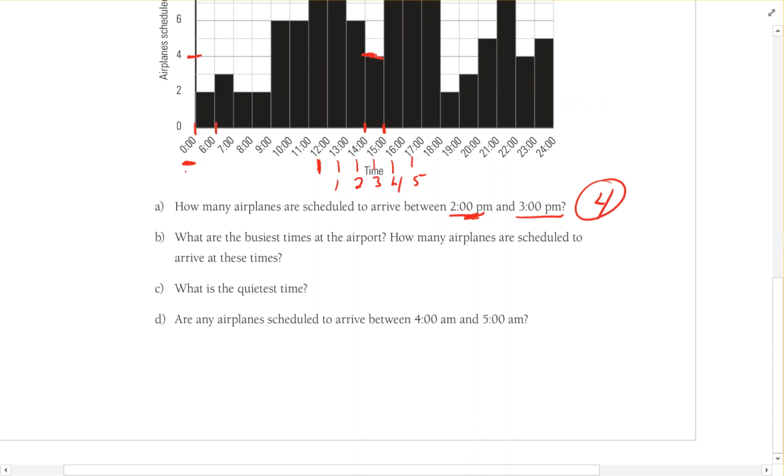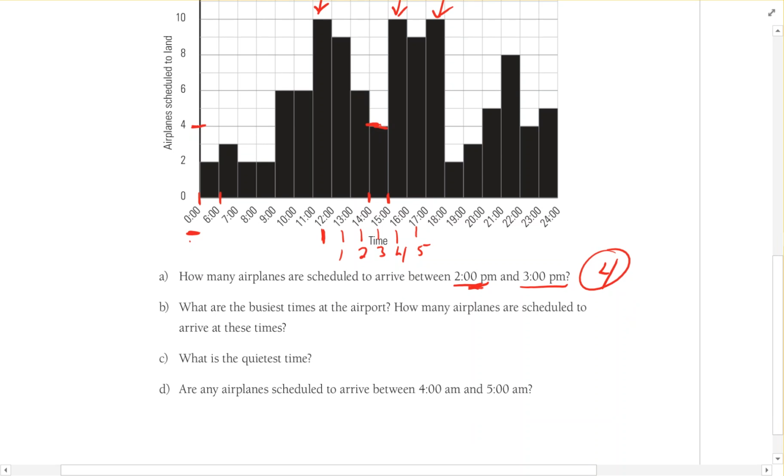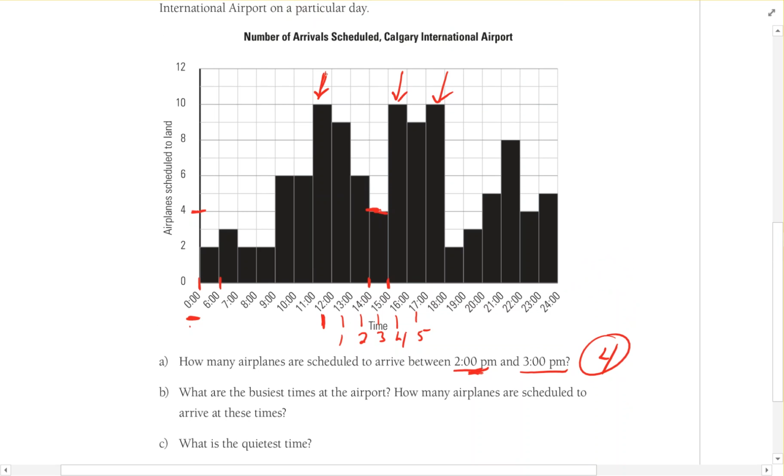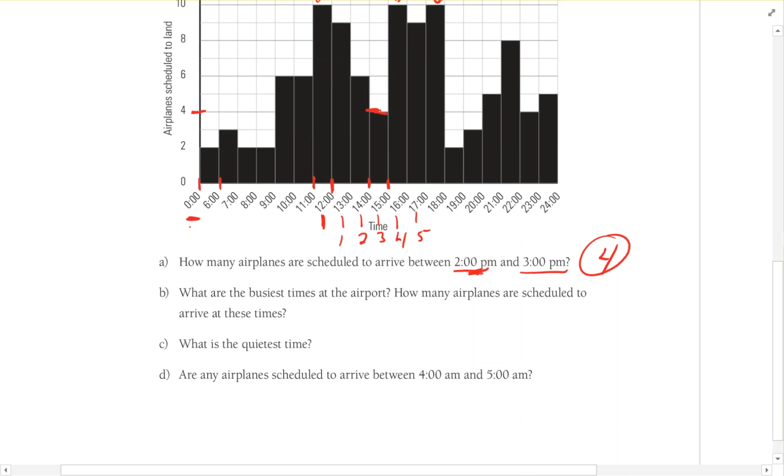What are the busiest times at the airport? How many planes are scheduled to arrive at these times? You can see the busiest times looking up here. I'd say the first busiest time is going to be right here. That's probably our busiest time, and then that one and that one. Then we just need to figure out how to write that down. That first busiest time I was pointing at happened between 11 and 12 on our 24-hour clock.